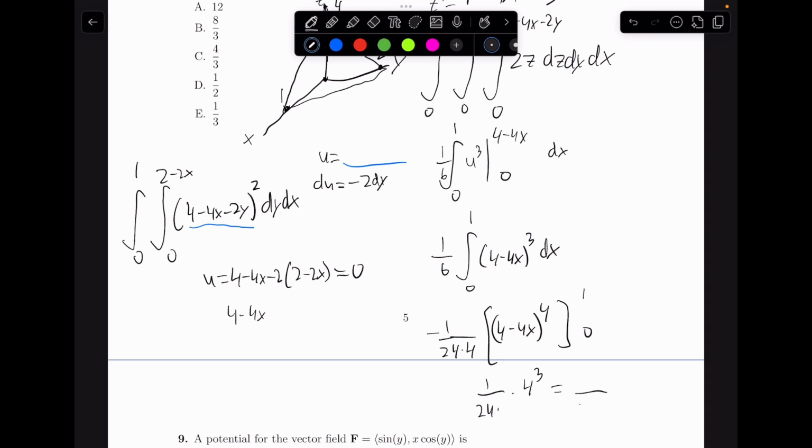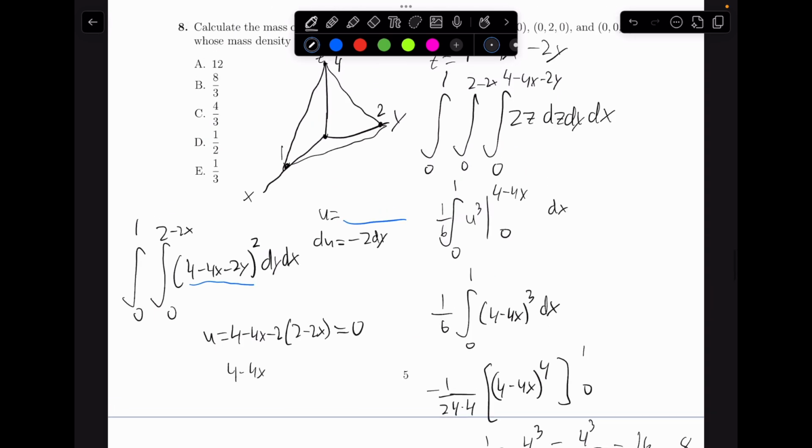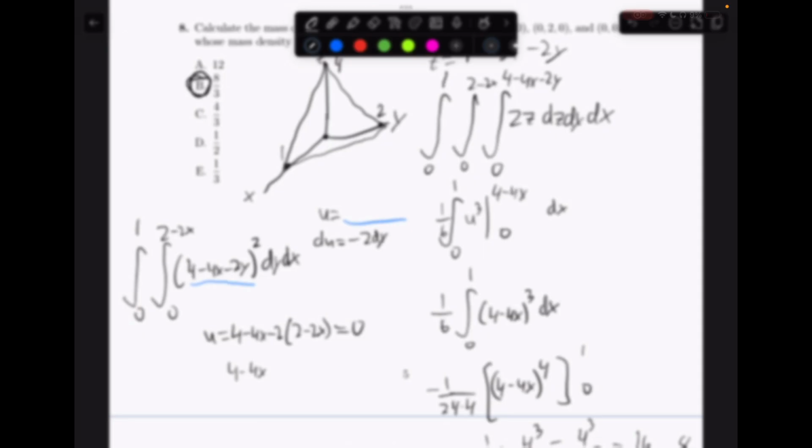over, let's see, 4 times 6, 4 to the 3rd power. And that is 4 squared over 6, or 16 over 6. Divide these, we're going to get 8 over 3, and hopefully it's an answer. Yes, it is B. Very nice.